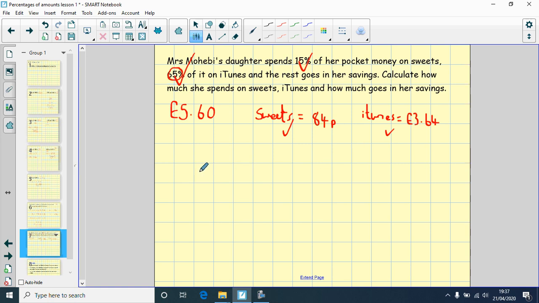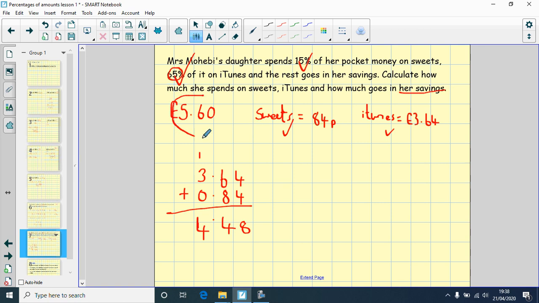Well, what I would do now is I need to add the iTunes and the sweets up. So we've got £3.64, add £0.84. So how much you spent. Decimal point in. 4 add 4 pence is 8 pence. 60 pence add 80 pence, £1.40. And £3 and nothing, add £1 is £4. Right, but again, that's not the answer. That's how much she's spent. We need to know how much goes in her savings.